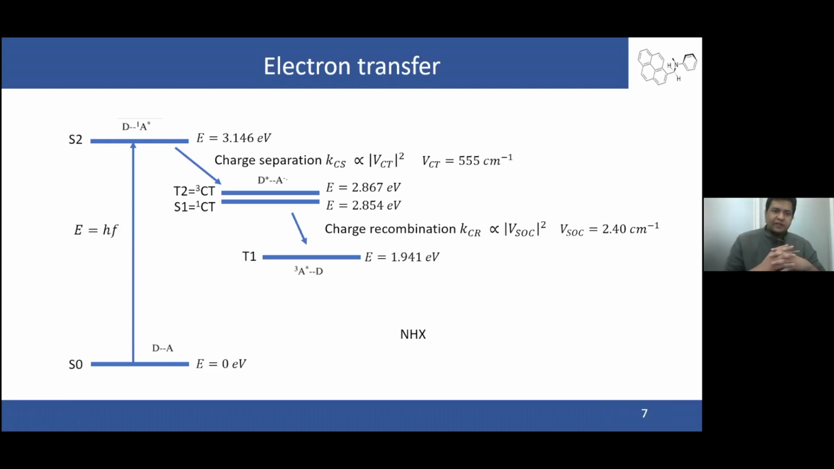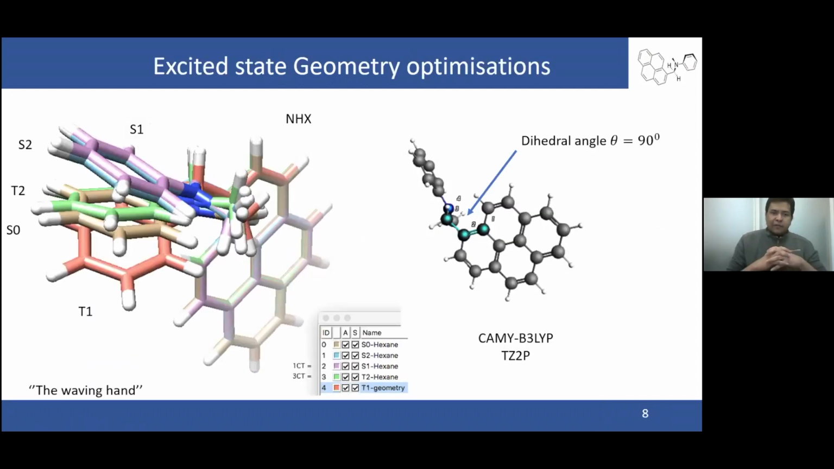What this essentially tells us is that the electronic coupling has to be calculated at the S2 geometry, while the spin-orbit coupling for charge recombination has to be calculated at the S1 geometry. I have optimized the geometries of pyrene-dimethylaniline in different solvents, namely in the gas phase, in hexane, and in acetonitrile. Over here, we see the optimized geometries of pyrene-dimethylaniline in hexane. Here we observe that the optimized states form a waving hand structure, which I find quite an intriguing result.